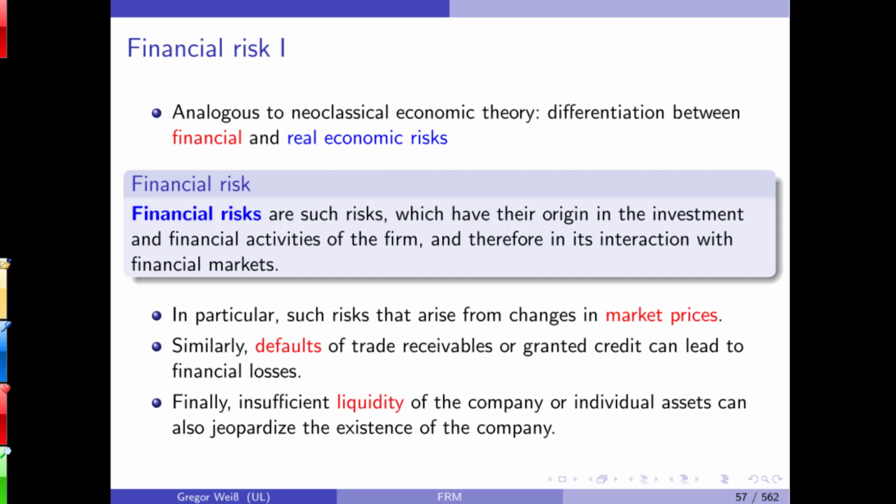So we'll see that market prices may change. We can see that default intensities and default rates change. And these changes in an economy, they cause an exposure to financial risk in contrast to real economic risk. You can also look at it the other way around.